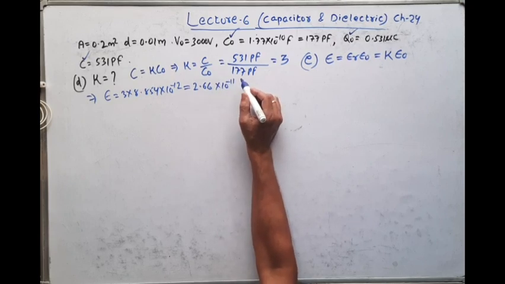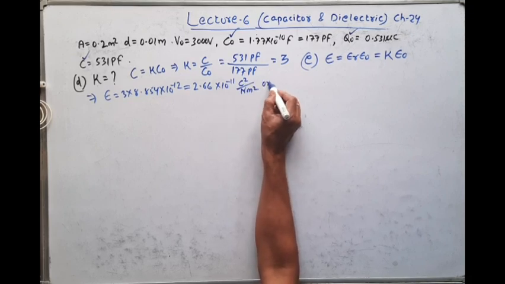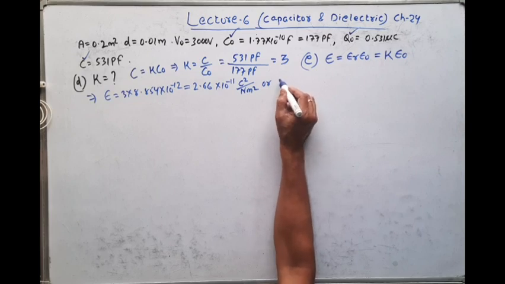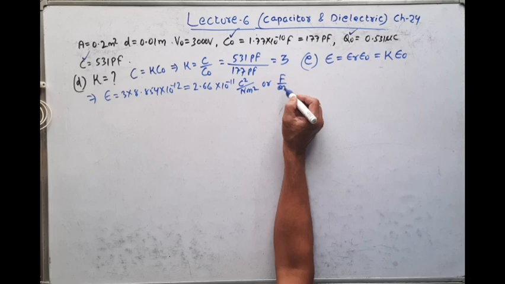And you know the unit of epsilon naught is coulomb square by newton meter square. Or you know the epsilon naught unit is farad per meter. I have explained how it is farad per meter.